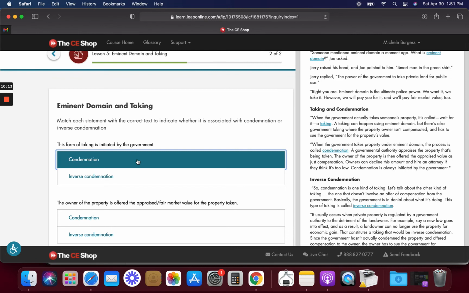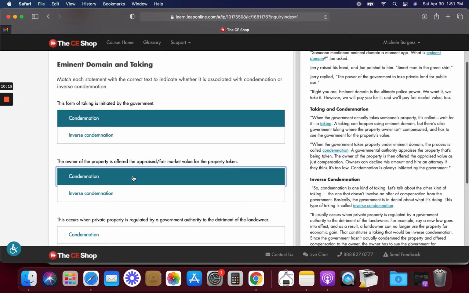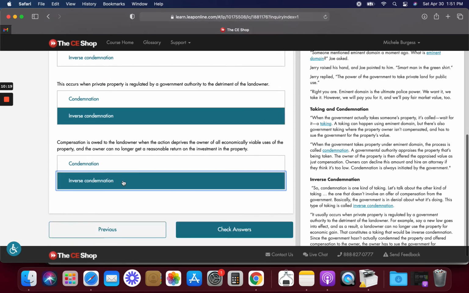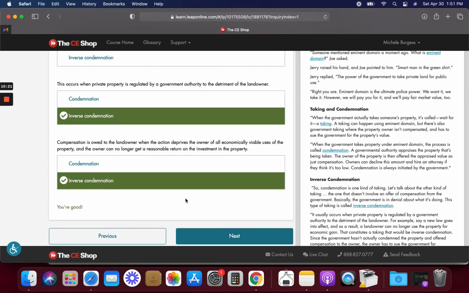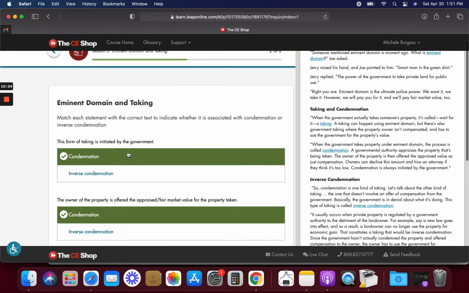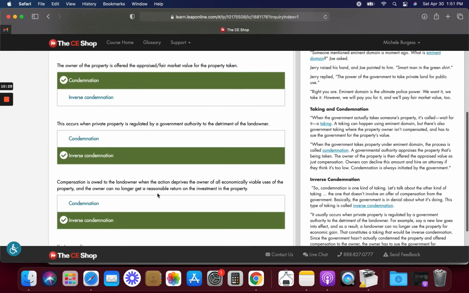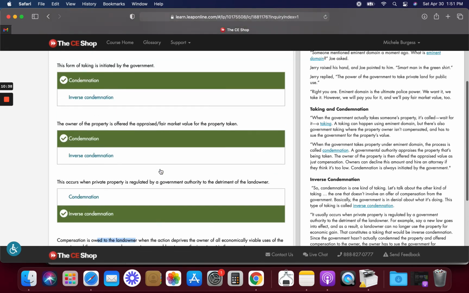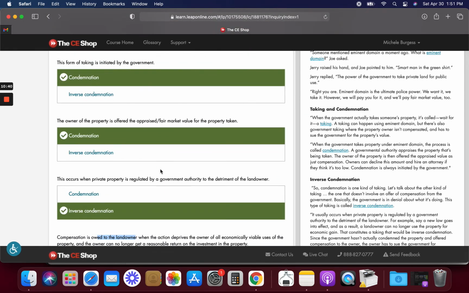So the first two are by the government. Condemnation. This could be on your test, so it is good to know. If you need to take any screenshots, you can do that right now.